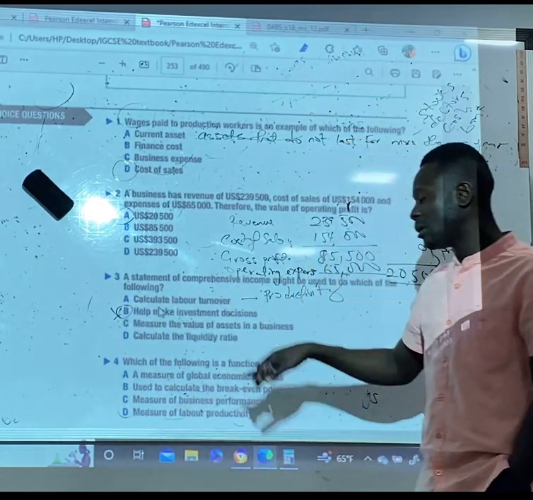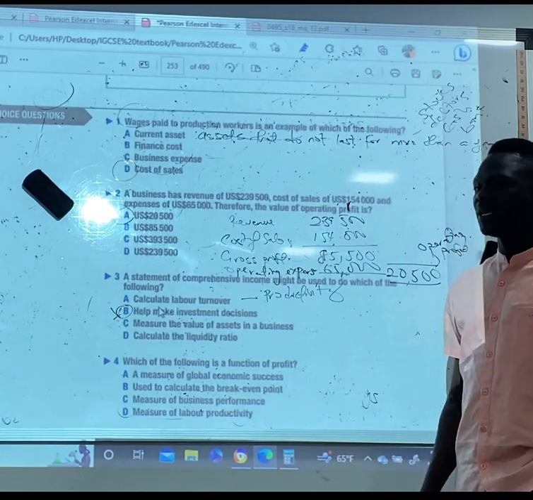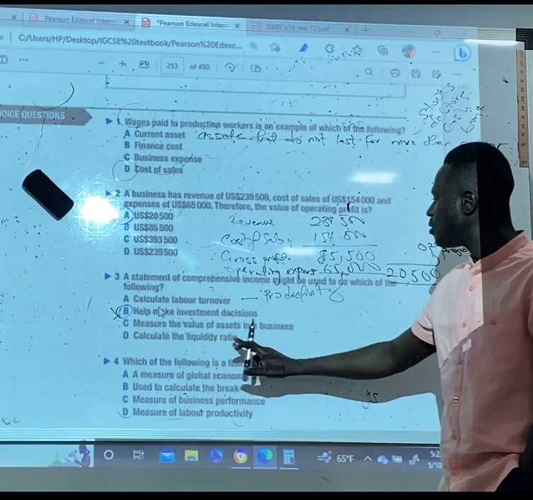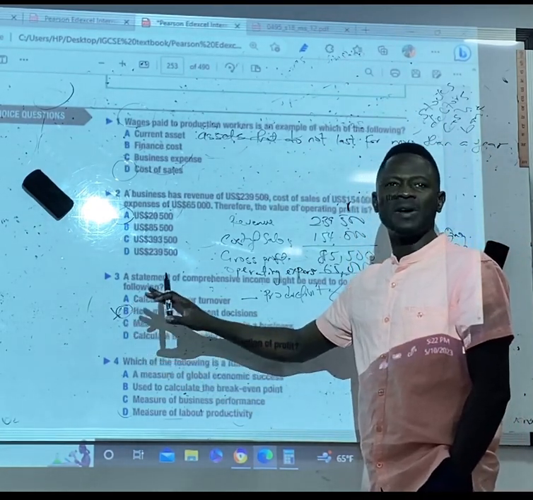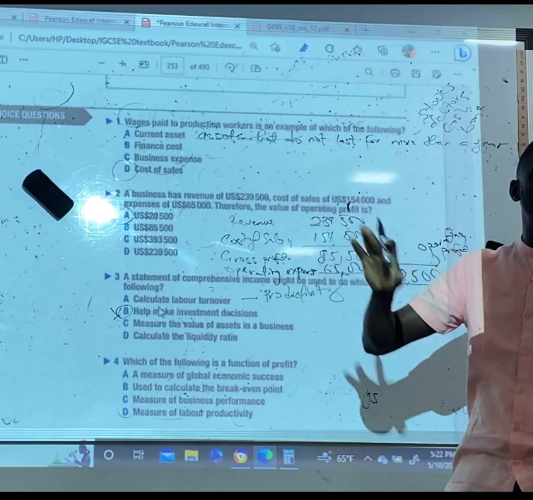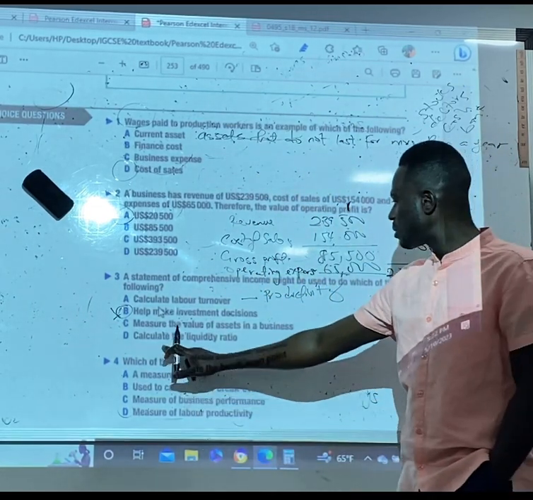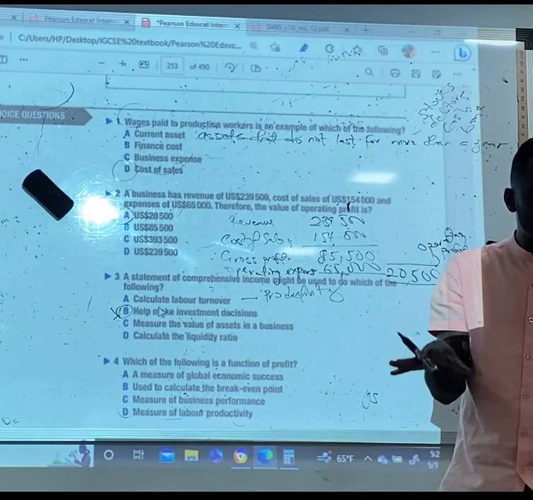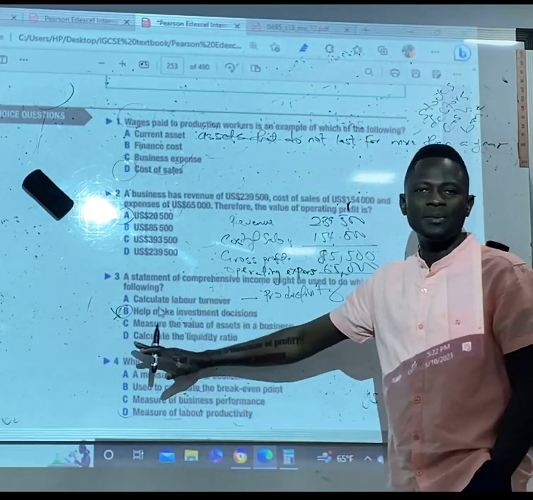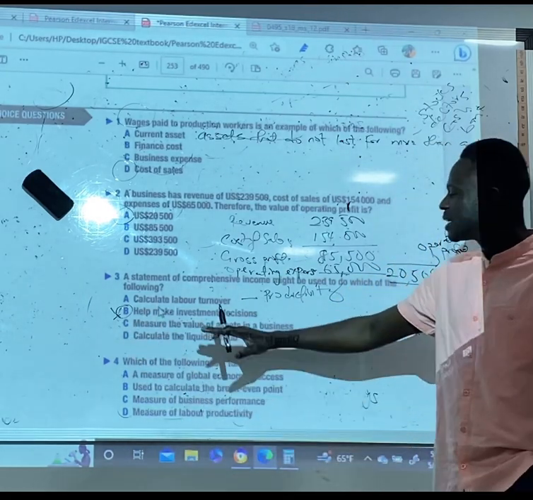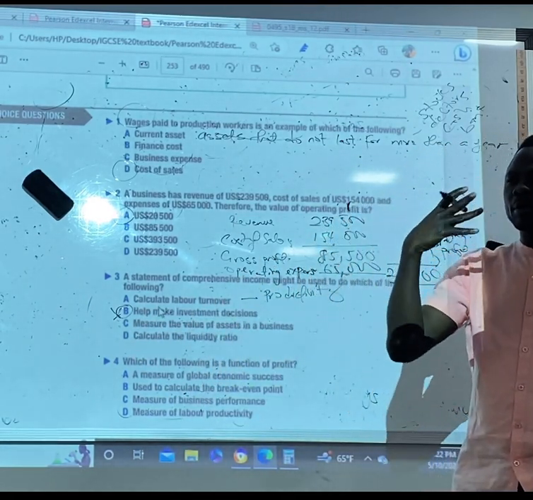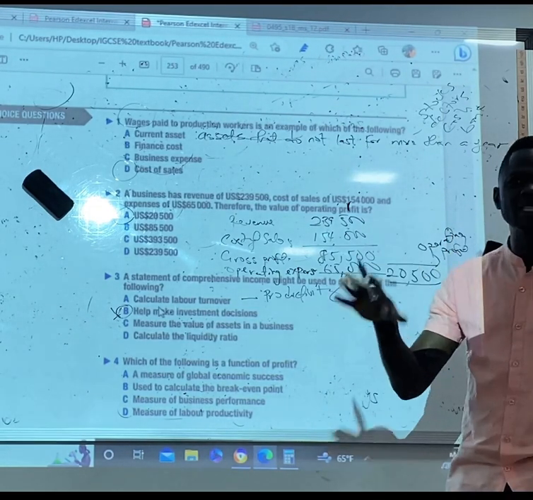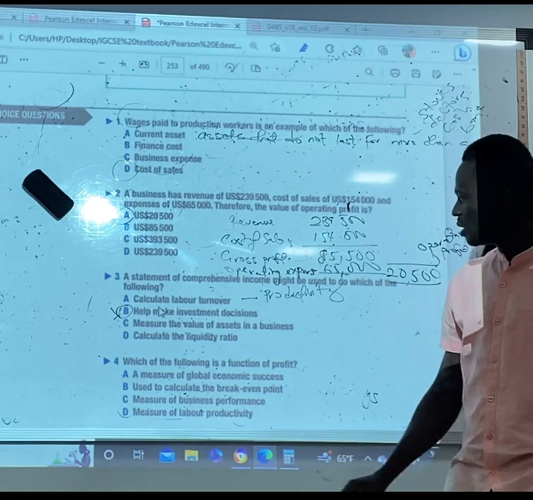So let's check the other ones. If the business has profit, you can go and invest there. Yes, you can invest more, you can fund it. If not, you stop. They said measure the value of assets in the business. The value of assets in the business, you get that through the statement of financial position, not here. Calculate the liquidity ratio? You have the asset ratio, the liquidity ratio, but not in the statement of comprehensive income. We calculate our liquidity or asset ratio through the statement of financial position, where we have our assets and liabilities with capital. So the answer is B.